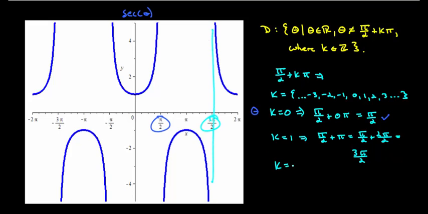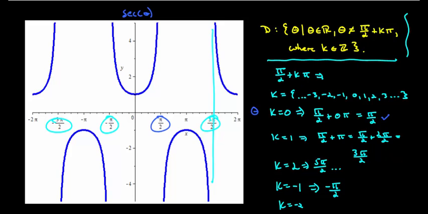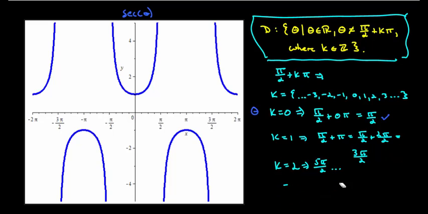We can continue. k is equal to 2. If you work it out, you're going to get 5 pi over 2. So you're going to get all those odd multiples. Now, what about the negative direction? Well, when k is equal to negative 1, you're going to get negative pi over 2. So you get this guy. And when k is equal to negative 2, you're going to get this guy. So it works in both directions there. So this up here is what we want to write for the domain. We want everyone except for those values. Now I'm going to erase this and talk about the range.